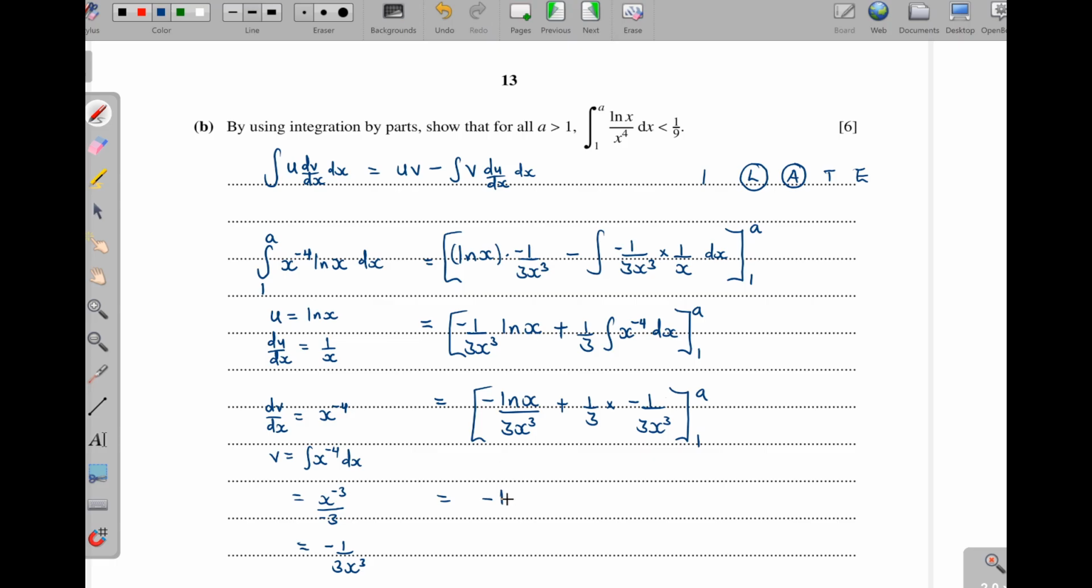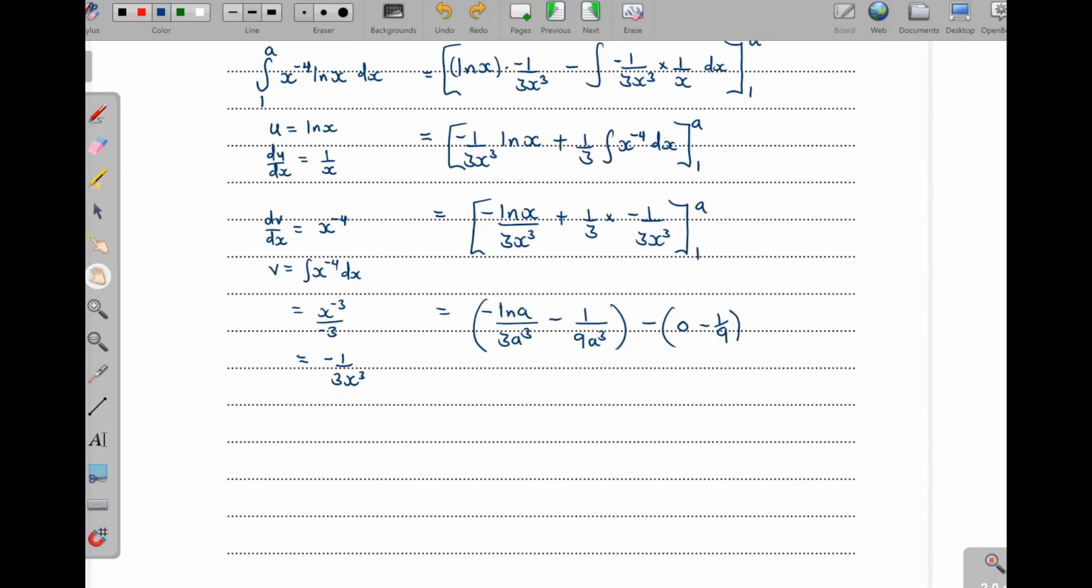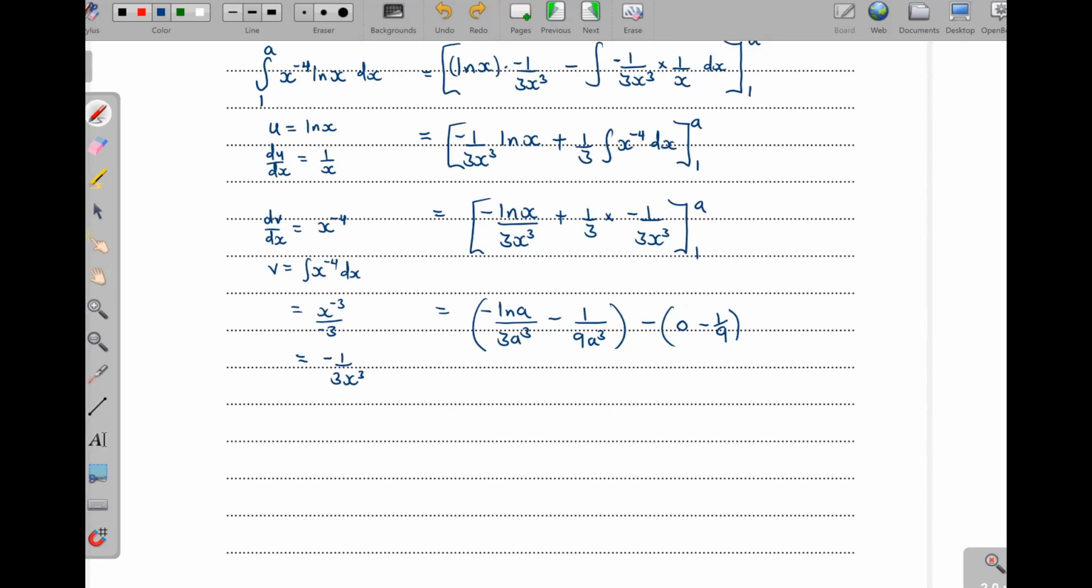Where there is x, now put an a, so we shall have 3, then a cubed here, then minus, this will be 1 over 9, then a cubed. Then after that, we subtract, you put a 1. So you'll get a 0 here because natural log of 1 is a 0, okay? So 0, then put 1 here. We shall get negative 1 over 9. This 3 will multiply with this. Okay, then we continue, we simplify this.